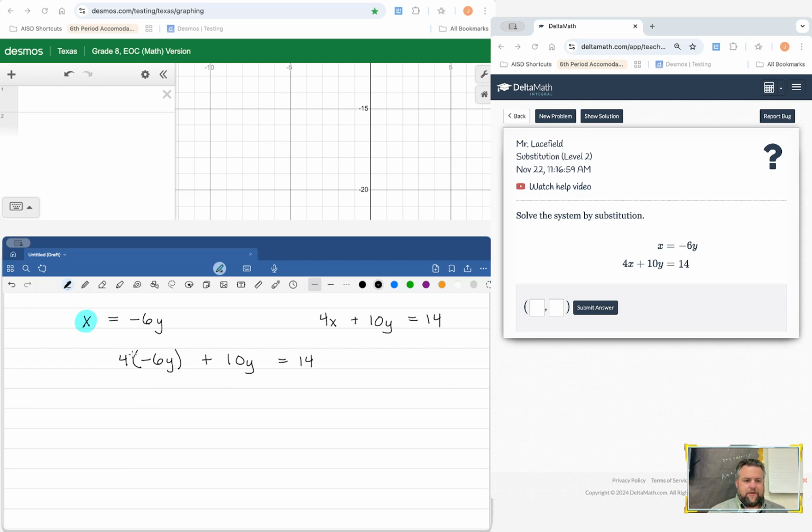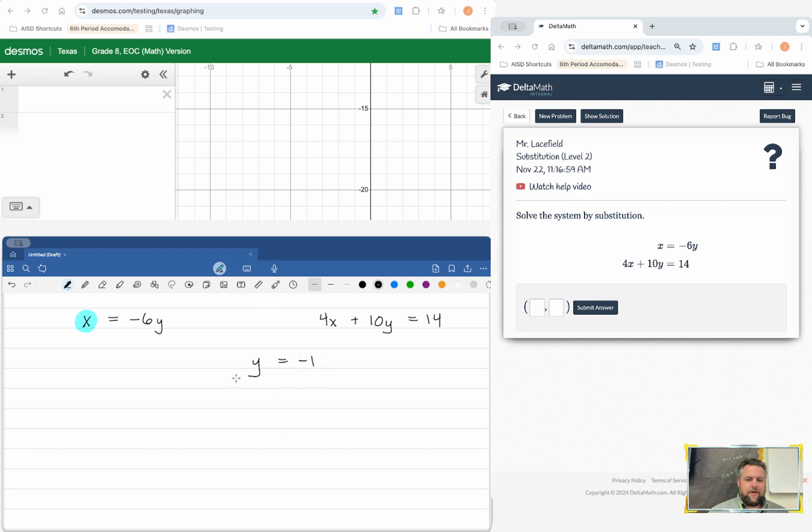So we now need to distribute. We're going to get 4 times negative 6y. That's going to give us negative 24y. Negative 24y plus 10y, that's going to give us negative 14y. And then negative 14y equals 14. We're going to divide both sides by negative 14. That's going to give us y equals negative 1.